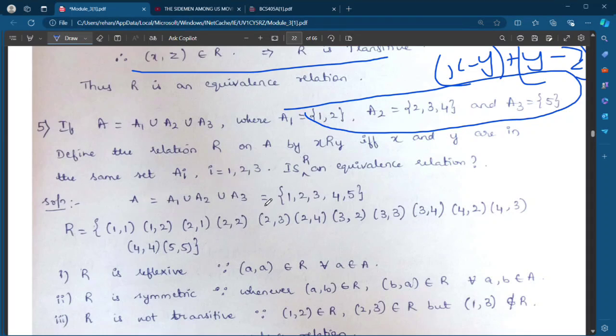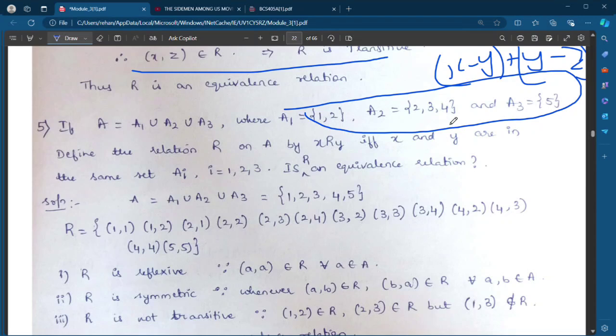Now I have to consider a relation x relates y if and only if x and y are in the same set Ai, where i is equal to 1, 2, 3, that is A1, A2, A3. So now here I have taken the relation. 1 comma 1, 1 comma 2. So A1 cross A1: 1 comma 1, 1 comma 2. Then if I do A1 cross A2, I have 1 comma 2. Already I had 1 comma 2 from A1 cross A1, so I won't take that. So I'll write 1 comma 2, 1 comma 3, 1 comma 4. So here 1 comma 1, 1 comma 2, and this is 2 comma 1, 2 comma 2.